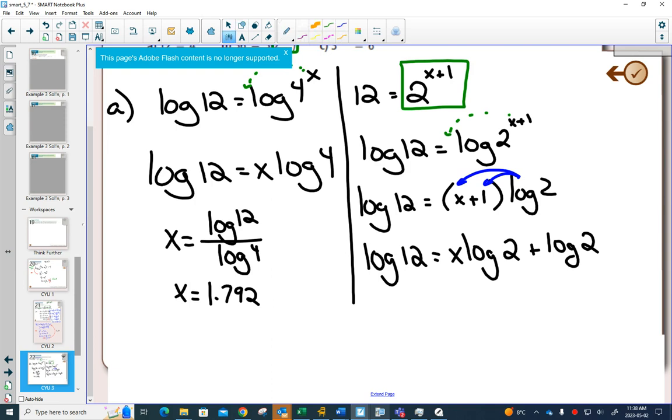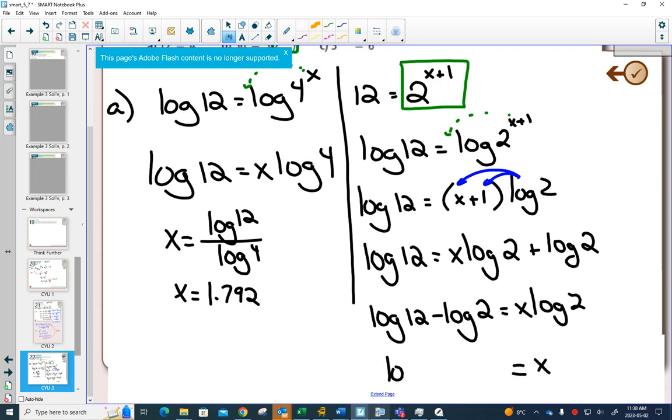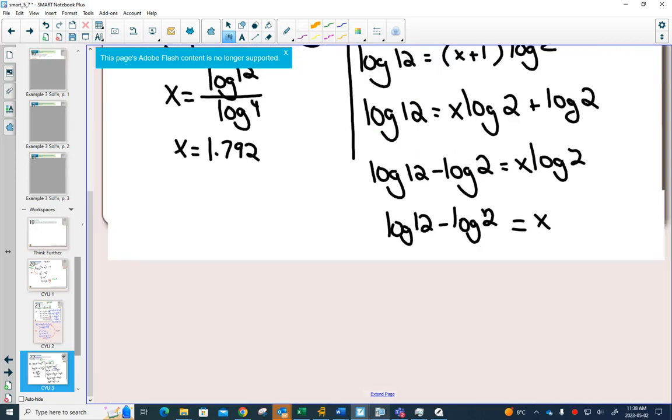I want to solve for x, so I'll move everything without an x over to the other side. And then I can get x by itself by dividing by log of 2. Once again, I'll go to my calculator. I'm going to get this answer to 3 decimal places.